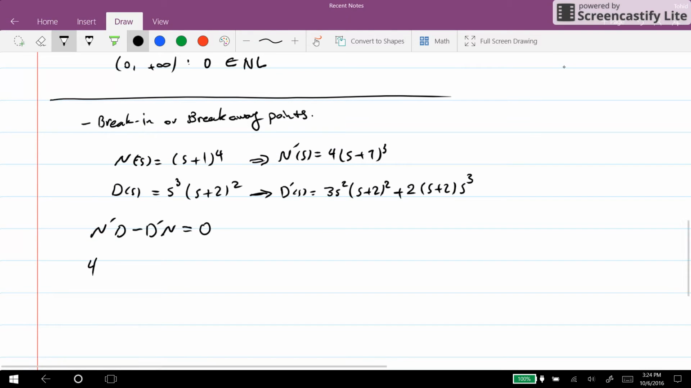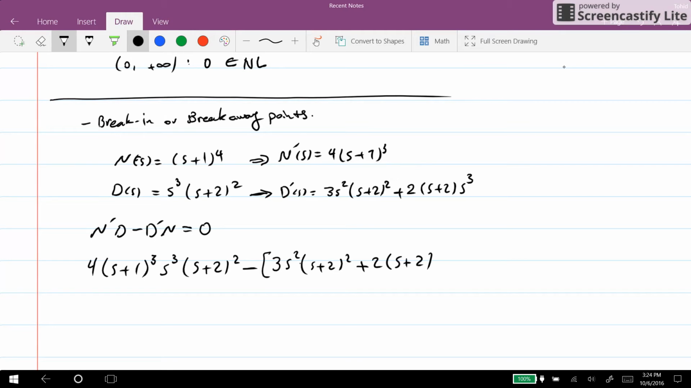So we have m prime 4 times (s plus 1) to the power of 3 times d s to the power of 3 (s plus 2) squared minus d prime 3s squared times (s plus 2) squared plus 2 times (s plus 2) s to the power of 3 times n, which is (s plus 1) to the power of 4, equal to 0.